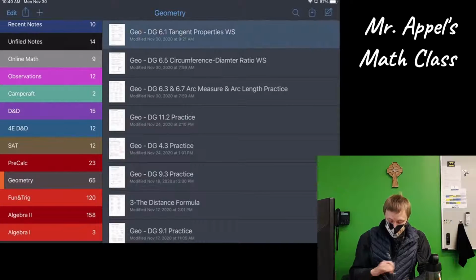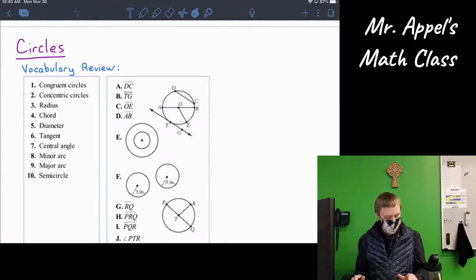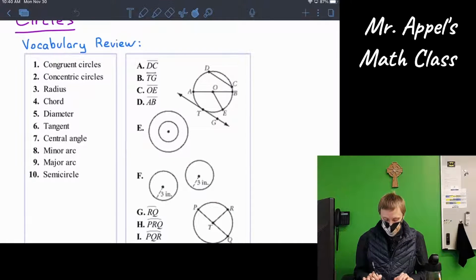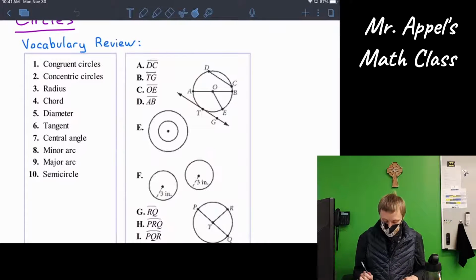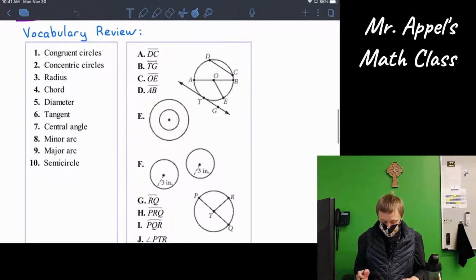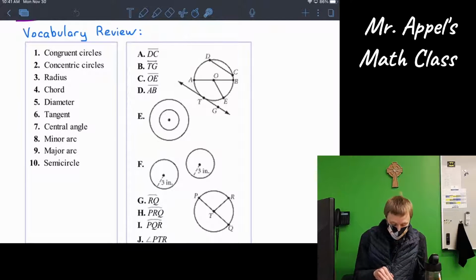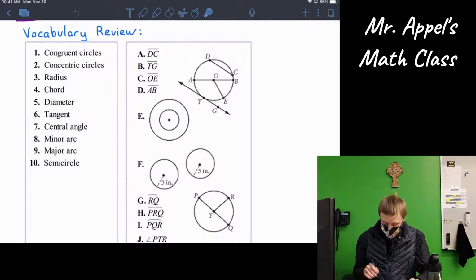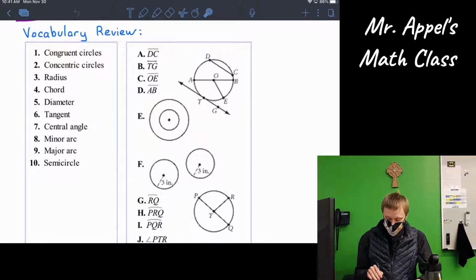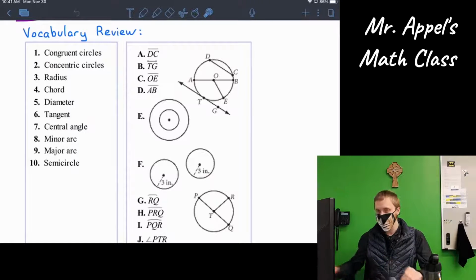here we go. We're going to start with the tangent properties. So real quick, so we're all on the same page. Let's run through a review of all of our circular vocabulary terms. And I'll go down the line 1 through 10. You give me the letter that best matches each one. So from this list, can you tell me which lettered image or symbol represents the congruent circles? Number 1, where are the congruent circles? Go ahead and add that to chat. Votes, where are the congruent circles there?